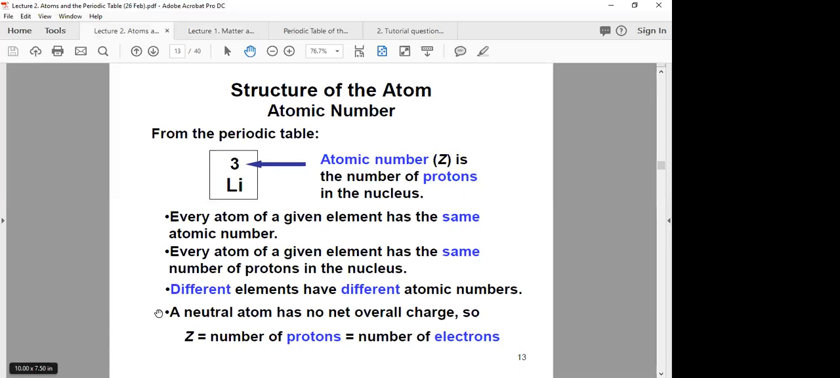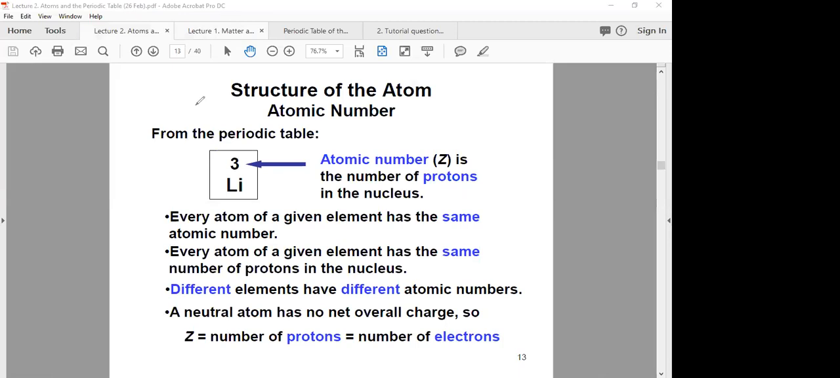Now, what we're looking at today is only neutral atoms. That is, an atom that has no net overall charge. We won't be looking at charged atoms until next week. Okay, so a neutral atom has no net overall charge. So that means that the atomic number Z, which tells us the number of protons, must also equal the number of electrons. Let me explain that, and I'll just get my pen.